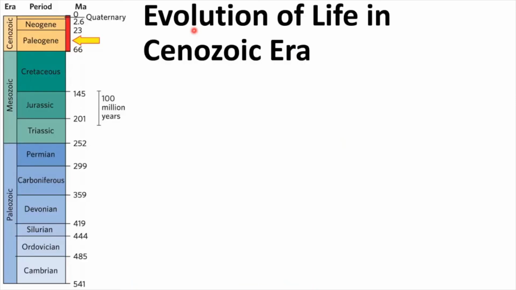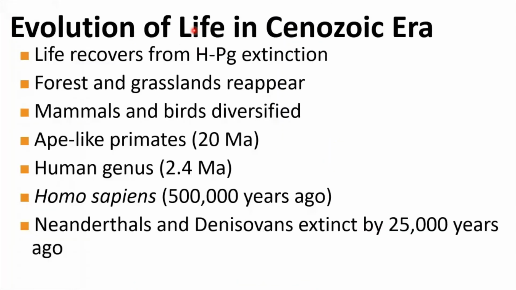Now, what does the evolution of life look like in the Cenozoic era? Now, we talked about the end of the Cretaceous, how there was that major mass extinction, and we had the extinction of dinosaurs. And oftentimes, when you have a mass extinction event, what follows is that a niche is opened. And so, some other organism oftentimes takes over that niche. And for that niche, it was the mammals. And we also see our forests and grasslands reappear, our mammals and our birds diversify. In fact, the Cenozoic is the age of the mammals.